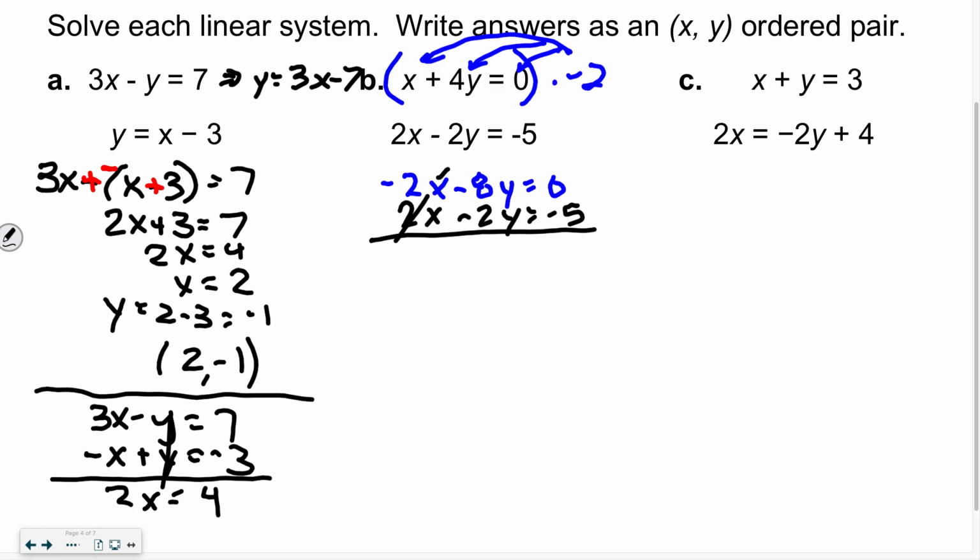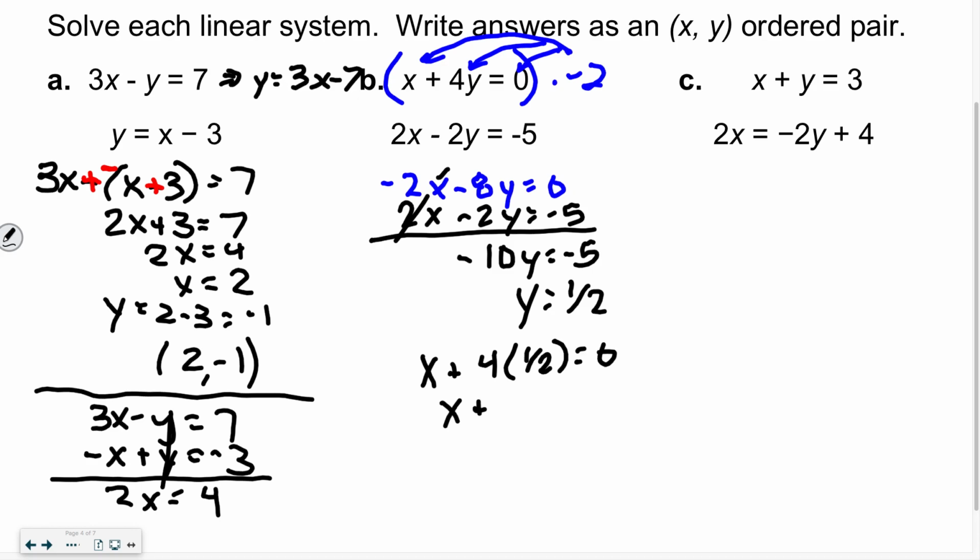So the x's eliminate, you get negative 10y equals negative 5. Divide by negative 10, and be careful here, it's not 2, it's 1/2. You have a smaller number, negative 5, over a bigger number, negative 10, so that's a fraction, 1/2. Is it okay if your answer isn't a nice number? Yes. Okay. And then you can plug that in, x plus 4 times 1/2 equals 0, so that's x plus 2 equals 0, therefore x is negative 2. So as an ordered pair, we would have negative 2, 1/2.